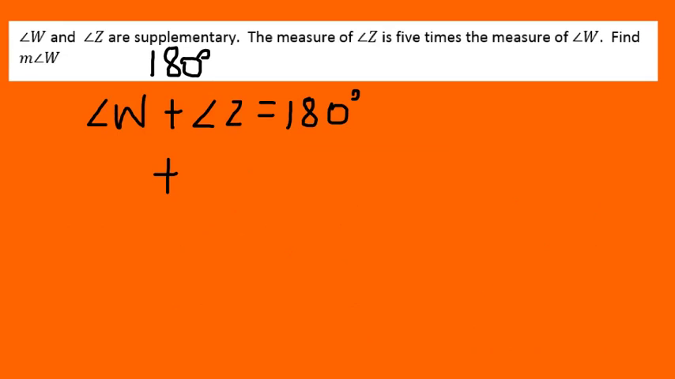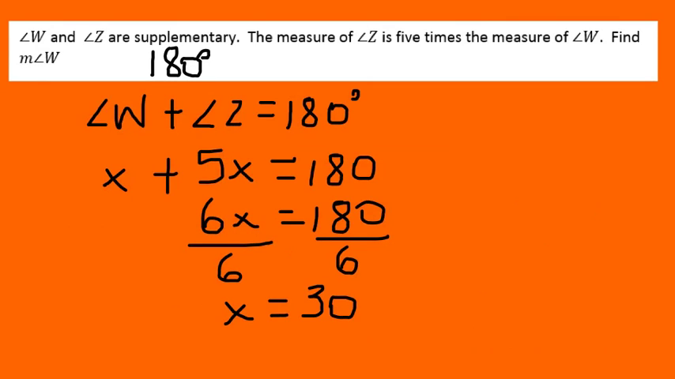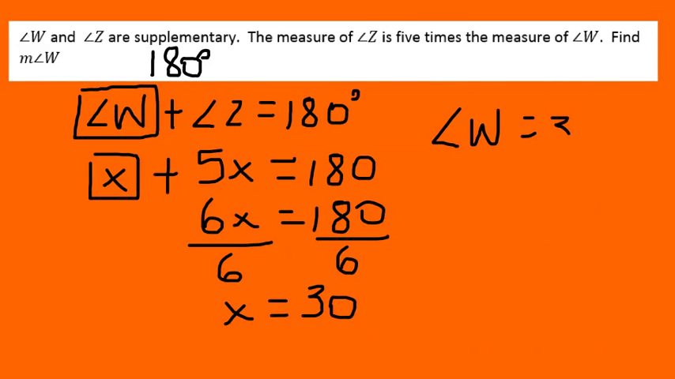We don't know what either one of these is, but we know that Z is 5 times the amount of what angle W is. And they're still going to add to 180. Again, they're showing they're supplementary. Now it's just combining. So 6x equals 180. Divide both sides by 6. And x has a value of 30. So I wanted to find out what angle W was. We said angle W is here. Notice I just represented it with x. So angle W has a measure of 30 degrees.